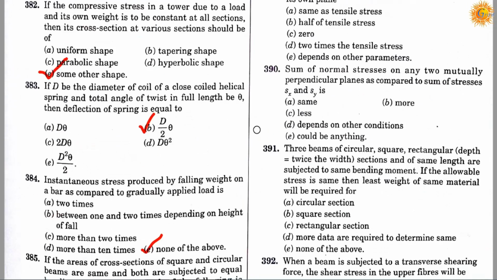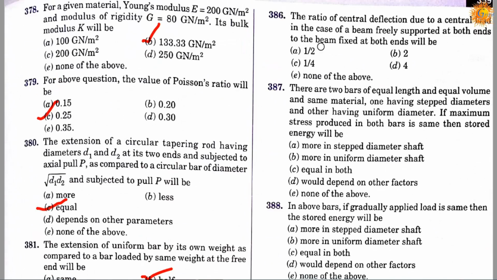Question number 386. The ratio of central deflection due to a central load in the case of a beam freely supported at both ends to the beam fixed at both ends will be option A half, option B 2, option C 1/4, option D 4, and option E none of the above. Correct answer is D, it will be 4.